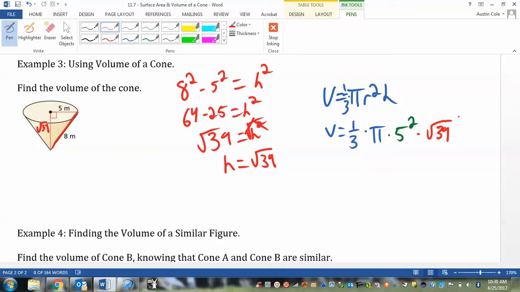Square root of 39 and then 3. I try to keep it as exact as possible, so I type it in like that. Otherwise you might get a rounding error on the assignment later. So what'd you guys get? 163.49. I agree. Volume is going to be 163.49. And what are our units going to be? Meters cubed.